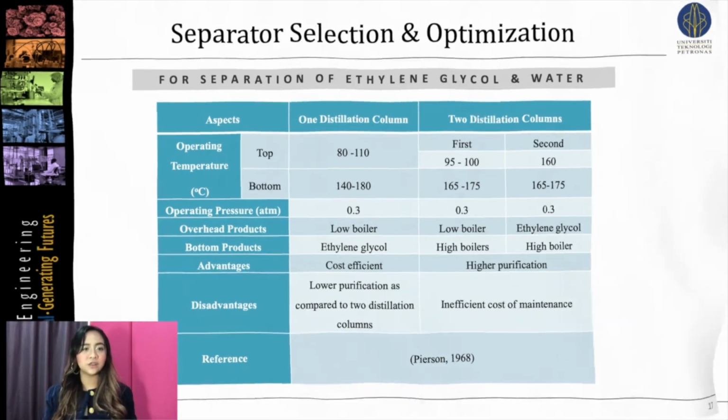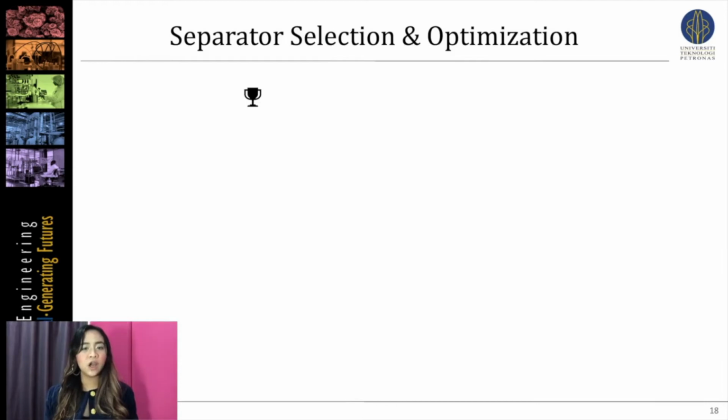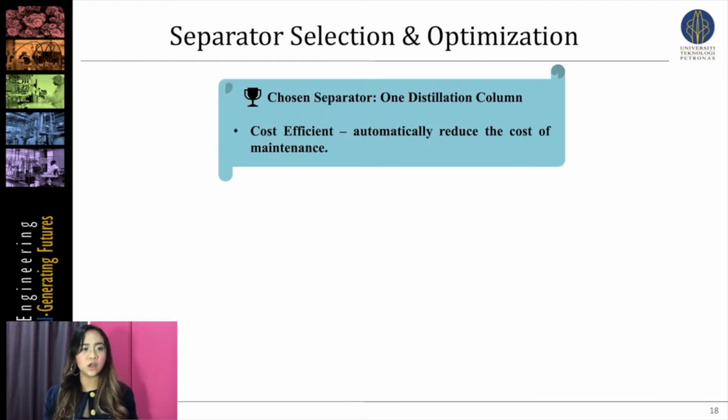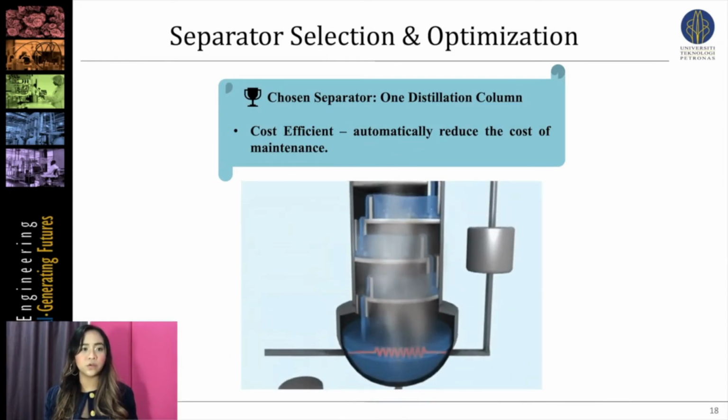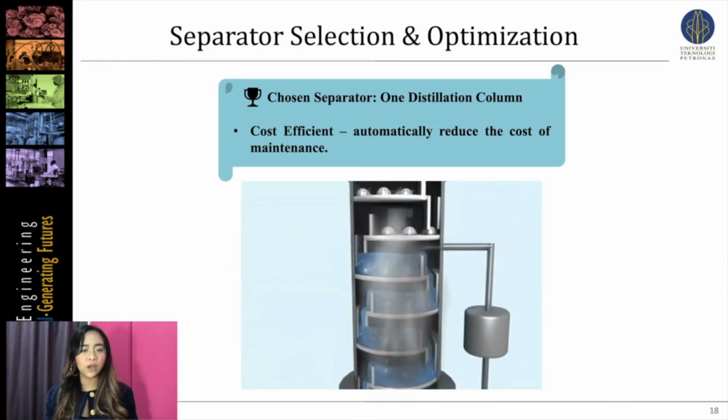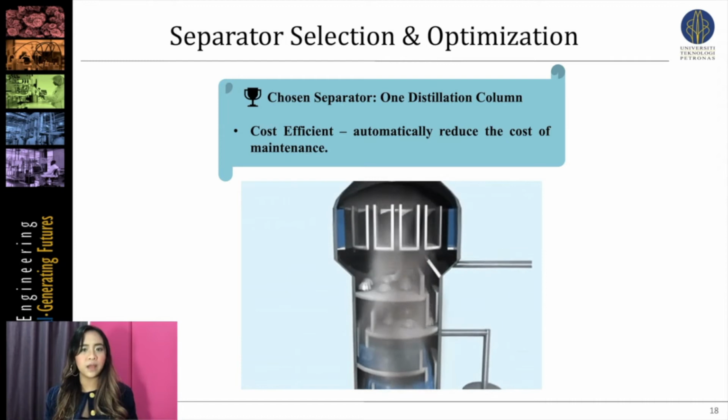So, one distillation column is chosen in this plant design due to its cost efficiency, which automatically reduces the cost of maintenance. In this column, the EG product flows through the column as the bottom product, whereas the water will be vaporized as vapor as the top product.